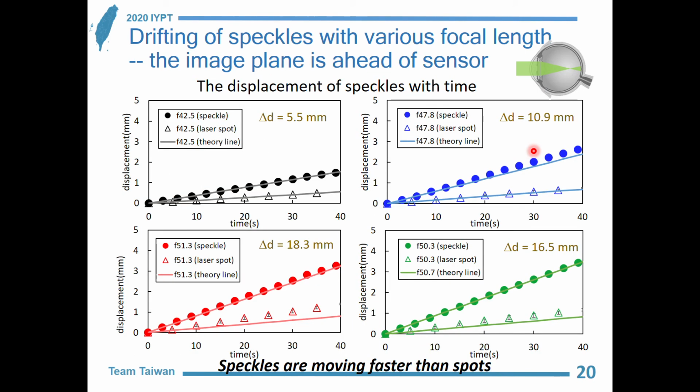Then we change the focal distance and the focal position of the camera lens, making the imaging system perform like a myopia situation. The delta D value is the distance that the imaging plane is ahead of the sensor. We can see that the speckles all move faster than the laser spot, and in comparison with our theoretical formula, our experimental results fit quite well.